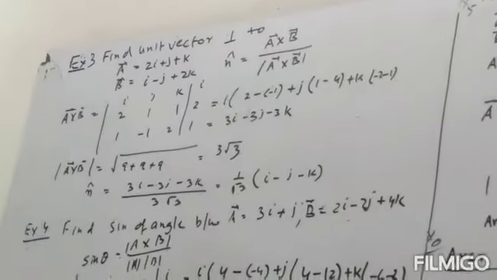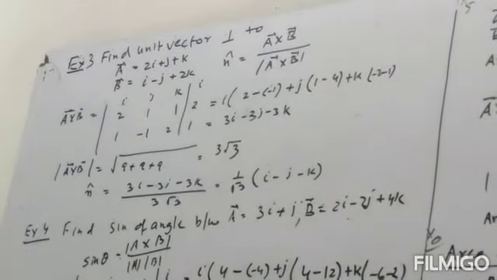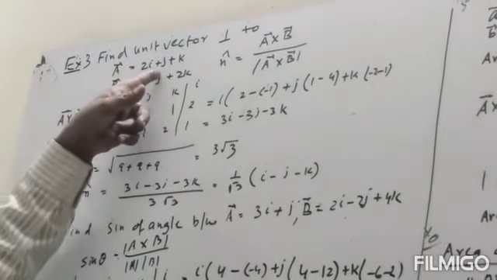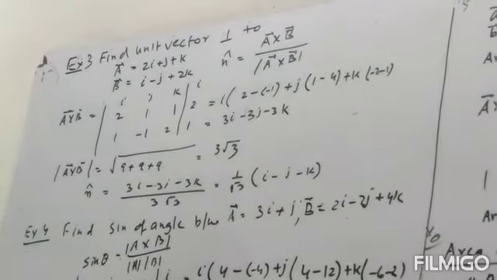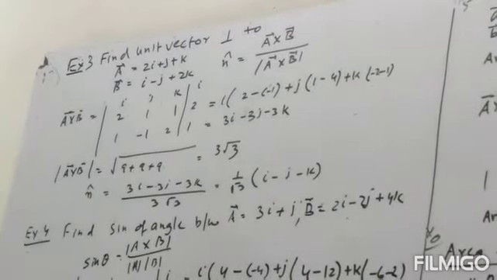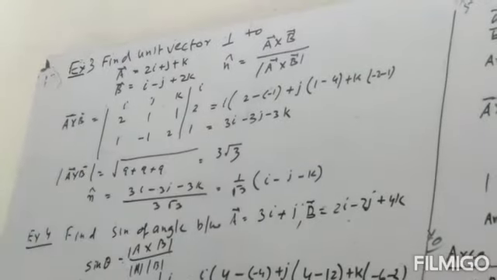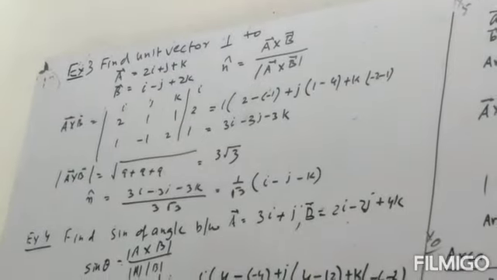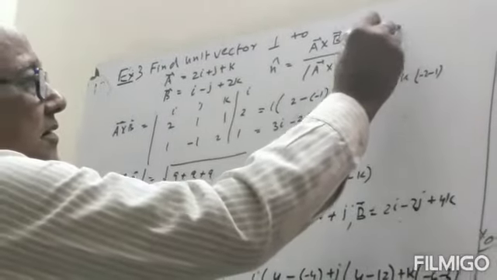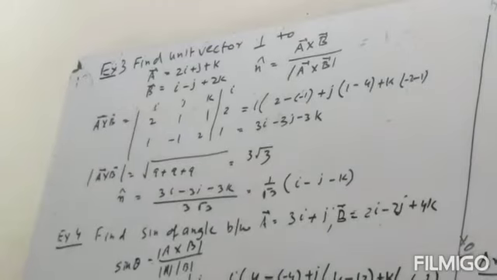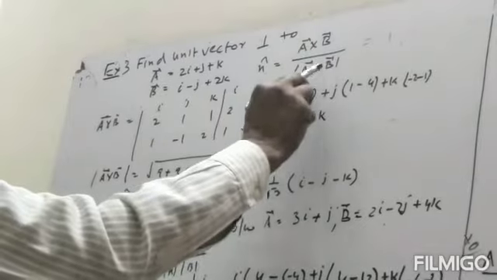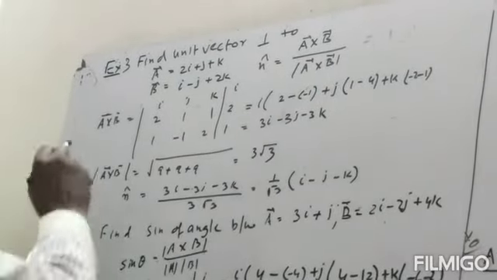Exercise number 3. Find the unit vector perpendicular to vector A, which is equal to 2i plus j plus k, and B, which is equal to i minus j plus k. So unit vector n cap will be equal to A cross B divided by magnitude of A cross B. So first we will find the A cross B.